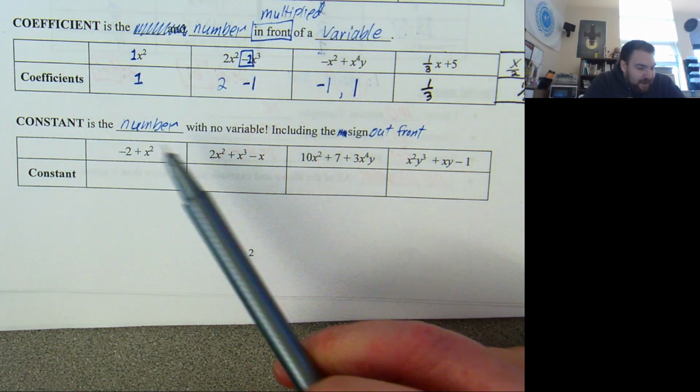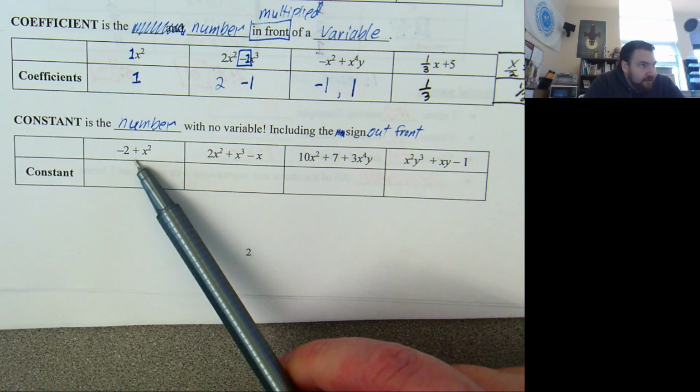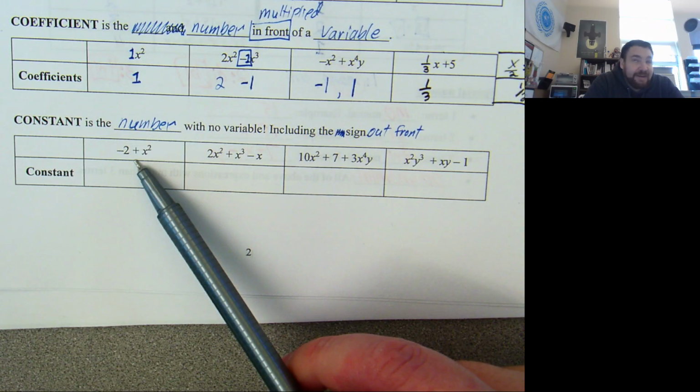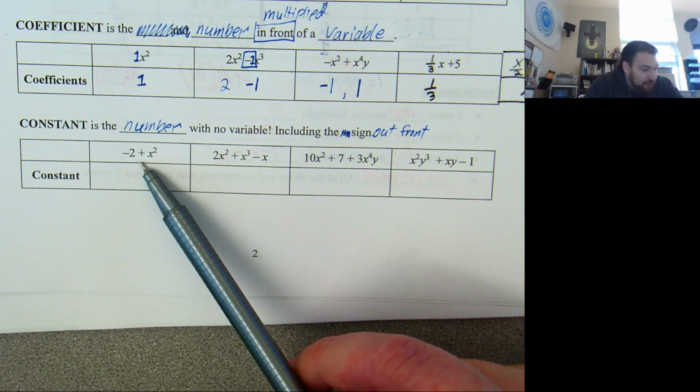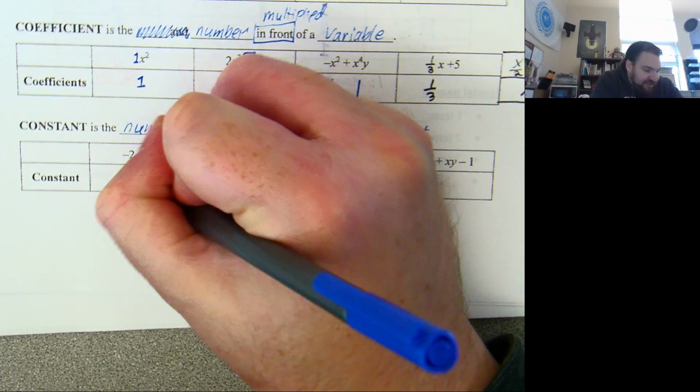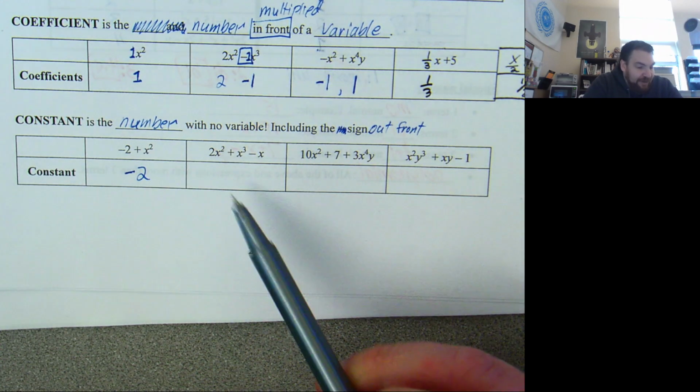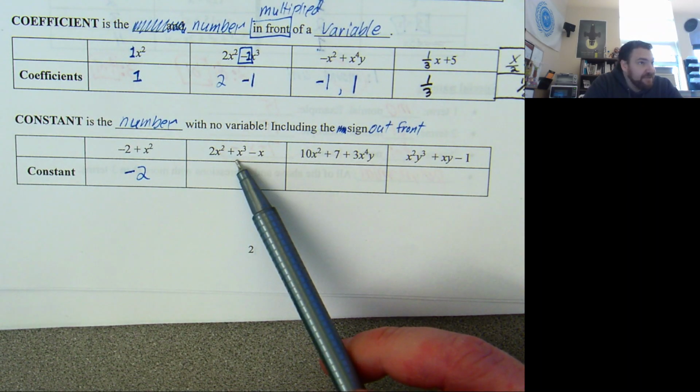So, 2 terms here. One of them has no variable. That term is -2. So that is the constant term. How about here? I have 3 terms there.